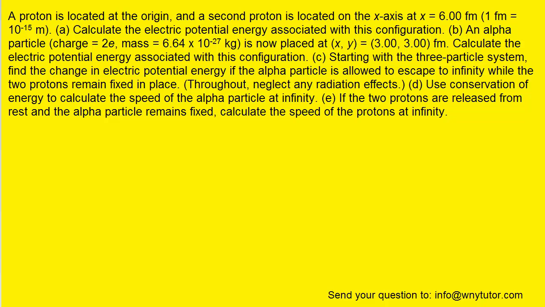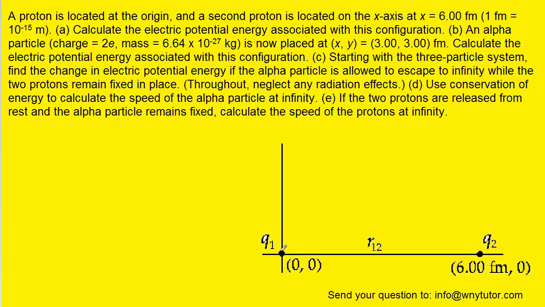arrangement of charges. So as the question describes, we have a proton located at the origin, and we've labeled that proton Q1. And then we have a second proton located at 6 femtometers across the x-axis. The question thankfully tells us that a femtometer is 10 to the minus 15th meters.